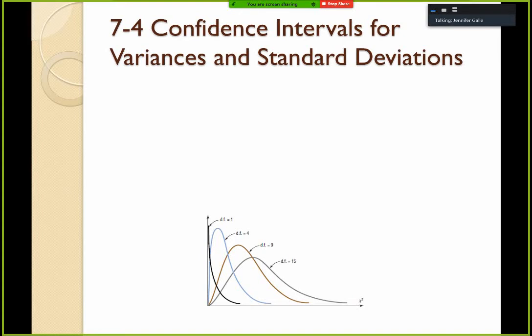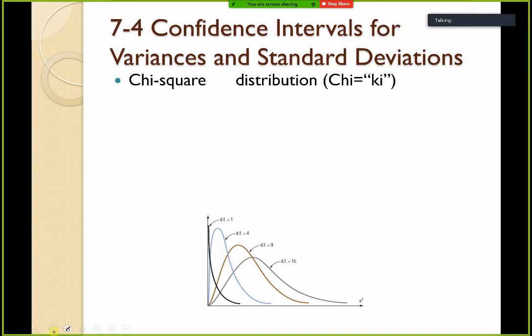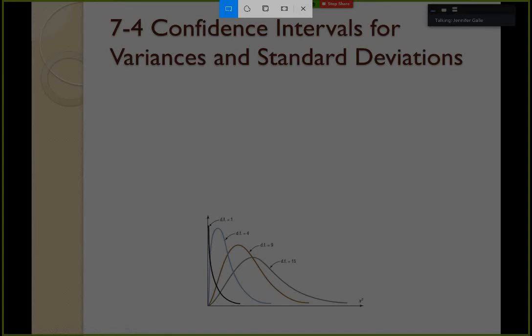to switch up the order because this section I feel is going to need more of your attention than 7.3, so I want to give you the most time before the test with this one. So when we're finding confidence intervals for variances and standard deviations, we use a different distribution. It's called the chi-square distribution.